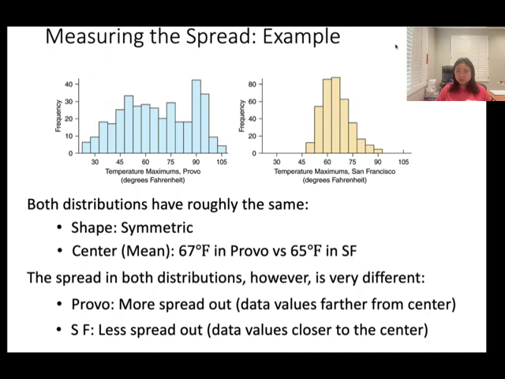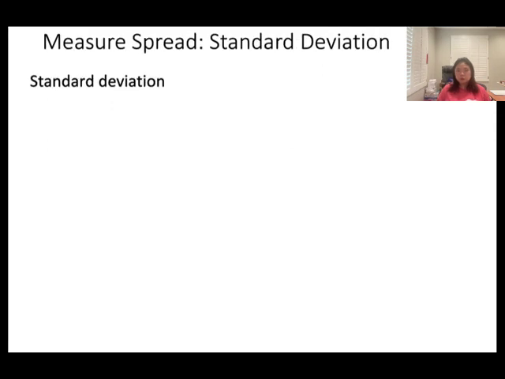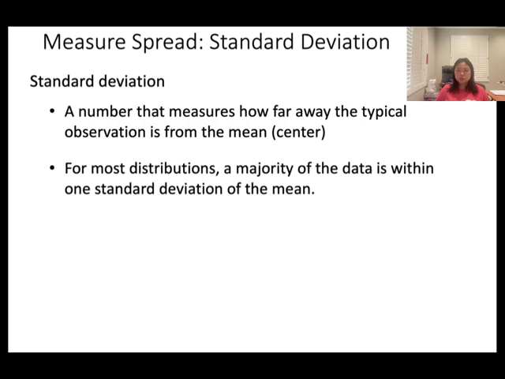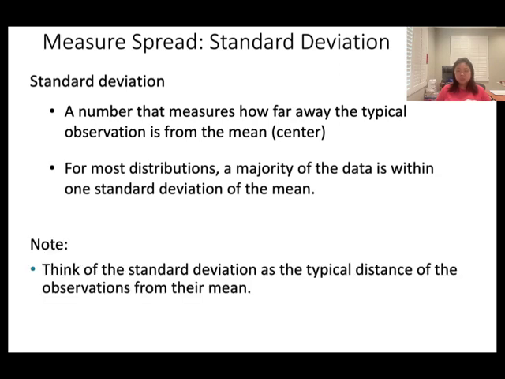So if I give you the distribution, you could easily tell me which one has a higher variability. However, if I only give you the data set, how would you know? So we need to know how to calculate the standard deviation. What is a standard deviation? A number that measures how far away the typical observation is from the mean. For most distributions, a majority of the data is within one standard deviation of the mean. So think of the standard deviation as the typical distance of the observation from the mean.